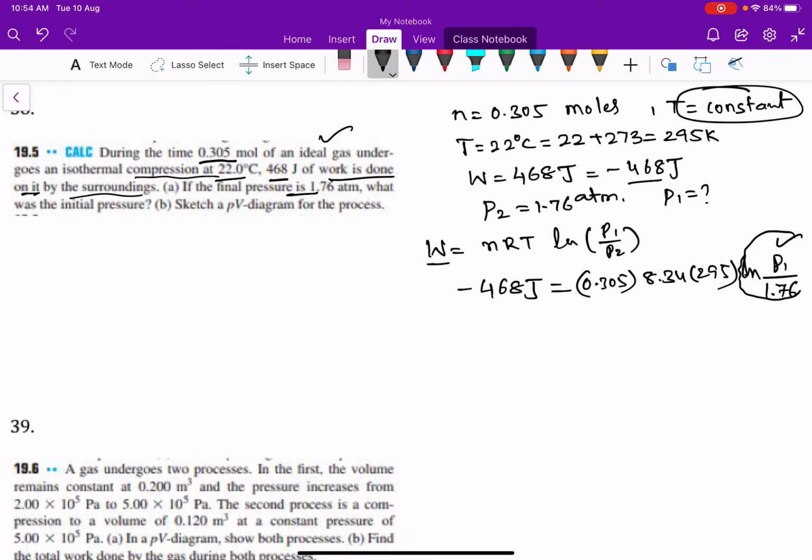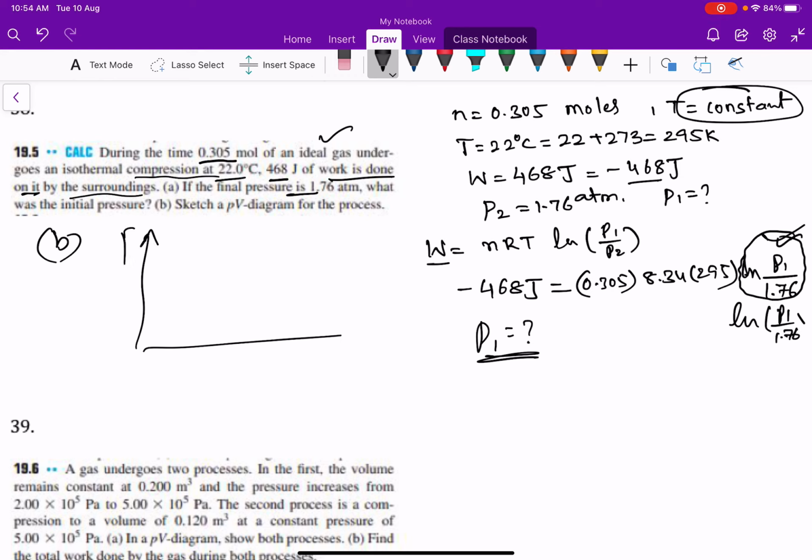You will find the ln in the calculator. ln P1 by 1.76. Okay, so the unknown thing is P1 here, and you can find out P1 directly from this. And now sketch a PV diagram for this process. As this is an isothermal process, we directly write a PV diagram. PV like this. So the PV diagram will look like this.